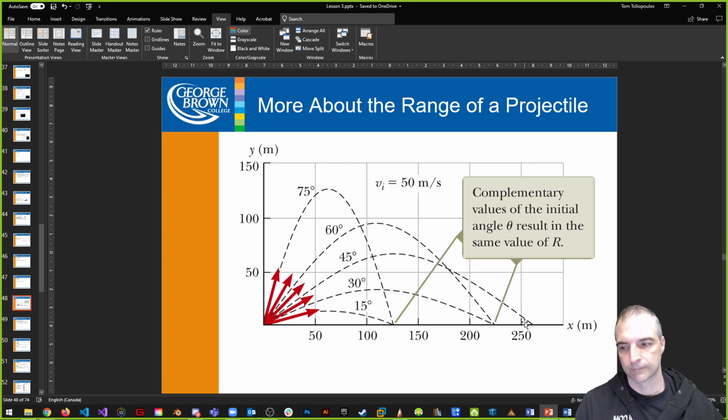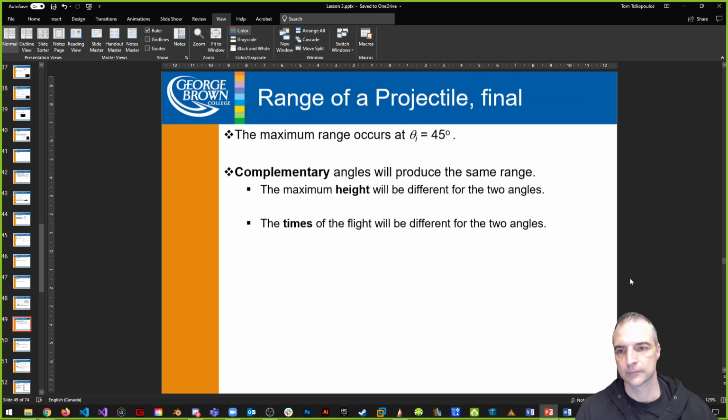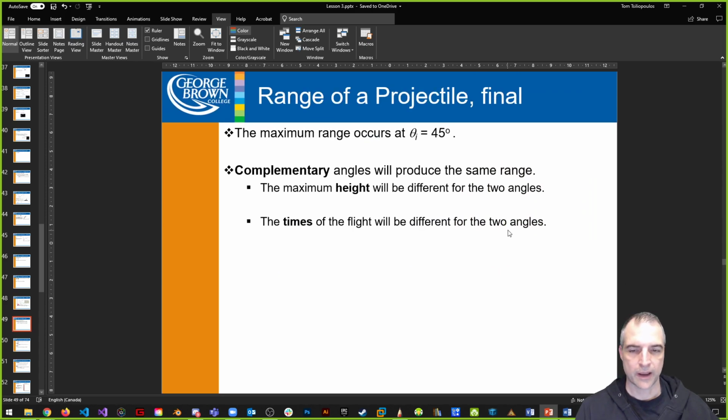Okay, let's continue. This is kind of a key learning. If this was going to be on your test, it'd be a question in terms of what's the best angle to fire an object, a projectile, at, for projectile motion if you want to get the maximum range. All right, so we know that the maximum range occurs at theta initial at 45 degrees. And then complementary angles will produce the same range. The maximum height will be different for two angles, and the times of flight will be different for the two angles as well.